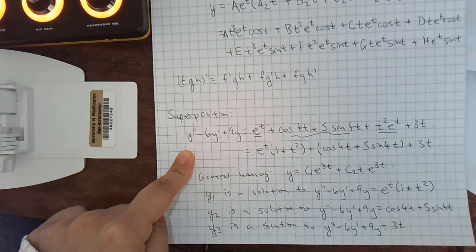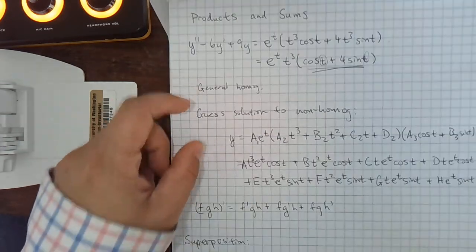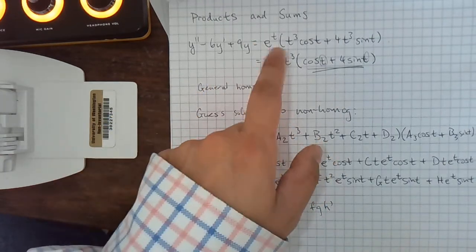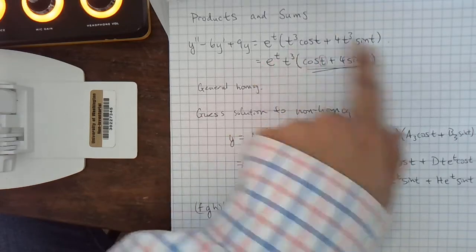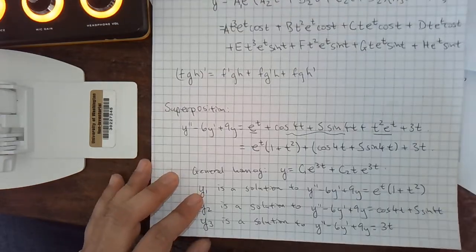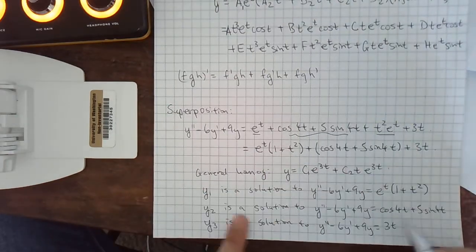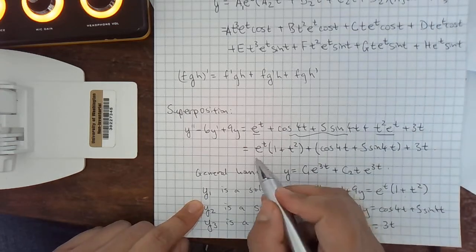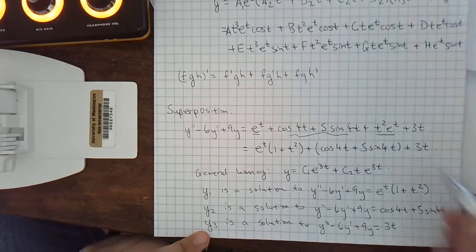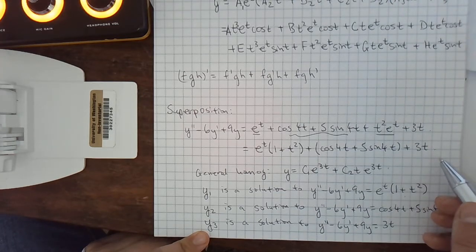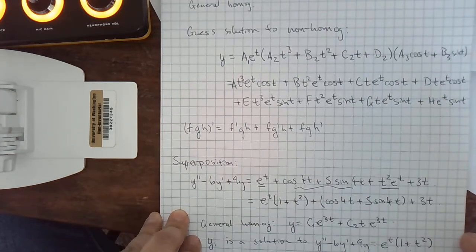For the same reasons as we were doing before, we could add together the general homogeneous solution because that gave a 0 on the right, and the solution to the non-homogeneous part gave this part. Well, same thing here. We can actually split it up. The y1 will contribute this term to the right, the y2 will contribute the cosines and sines, and the y3 will contribute the 3t.